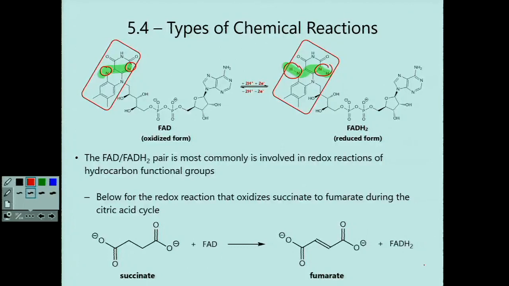So here is another example of a transformation involving this pair. In this case it is the conversion of succinate to fumarate. This is one of the reactions in the Krebs cycle, also known as the citric acid cycle, which we're going to be learning again at some point later in the semester when we start talking about metabolism. So if you look at the structure, succinate becomes oxidized to fumarate.